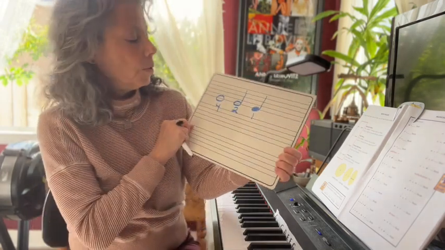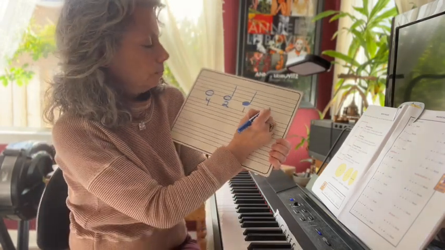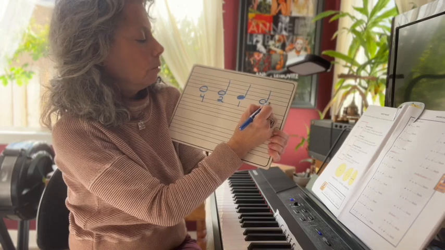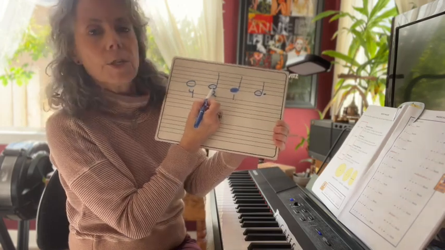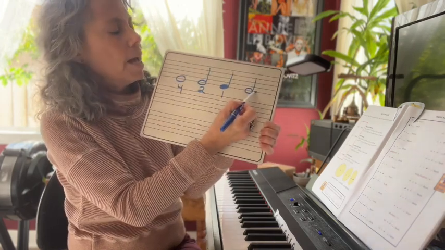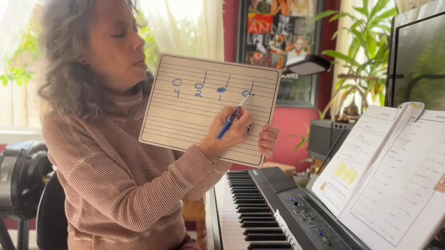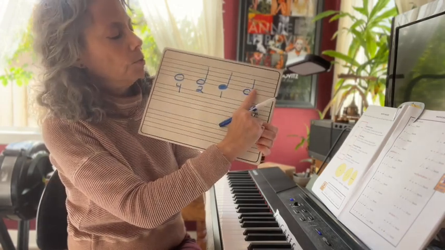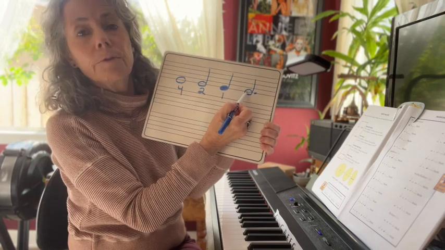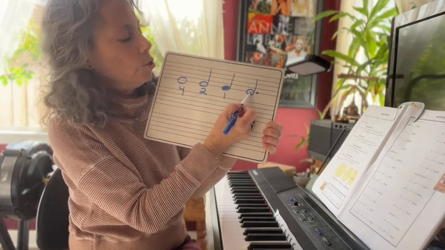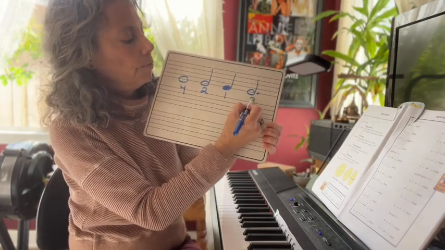There's another note that we discuss on this page, and that is a dotted half note. A half note gets 2. The dot adds half of the value of the note. So since a half note gets 2, the dot gets half of 2, which is 1. So 2 plus 1 is 3.